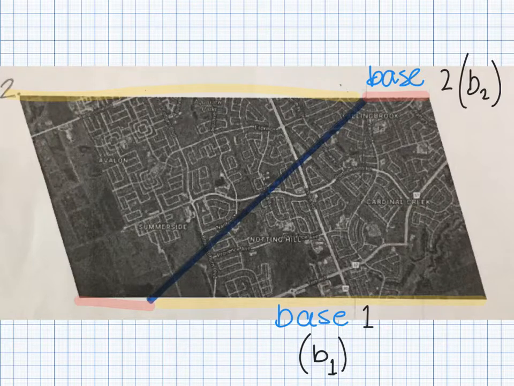Let's mark that up with some of the symbols we know. So that is the same length as that. Okay. What's this called at the top? Base 1. Okay. We also know that base 1 is parallel to base 2.